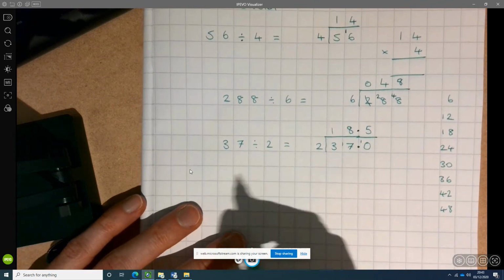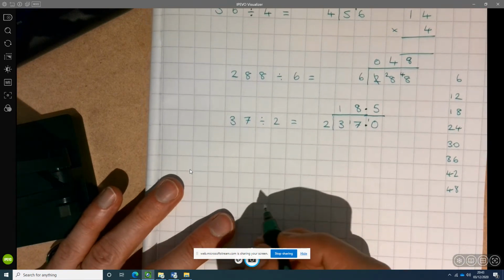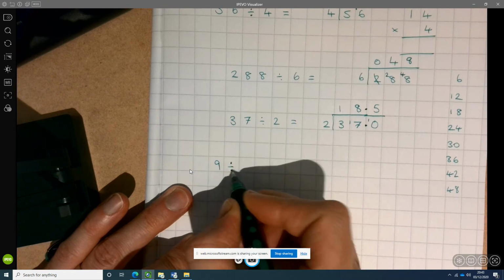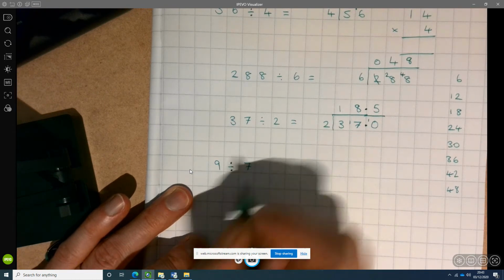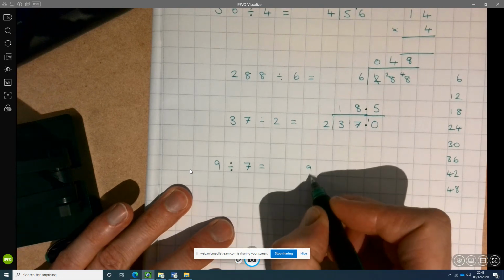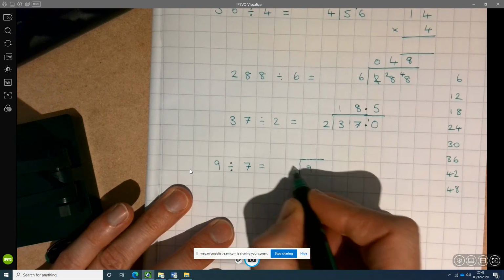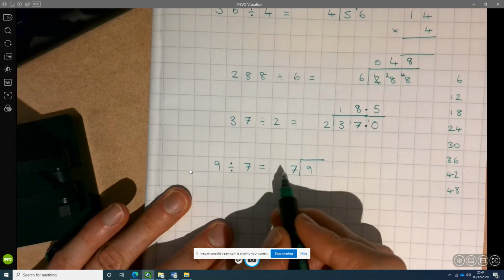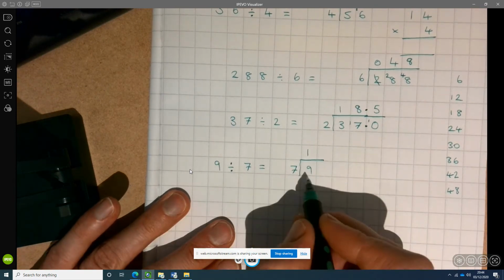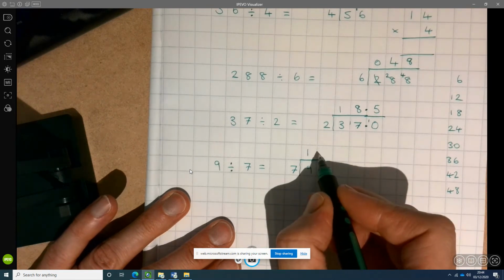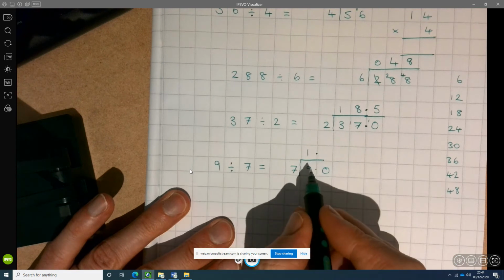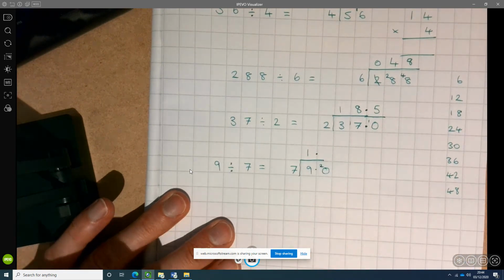If we then look at a slightly more difficult version of that, let's say we had, for example, 9 divided by 7. So set that up. 9 divided by 7. 7 will go into 9 once. 1 7 is 7. But then to get up to 9, I've got 2 left over. So I'm going to have to put my decimal points in. I've got no tenths there, but I know I've got 2 ones left over, which makes 20 tenths.